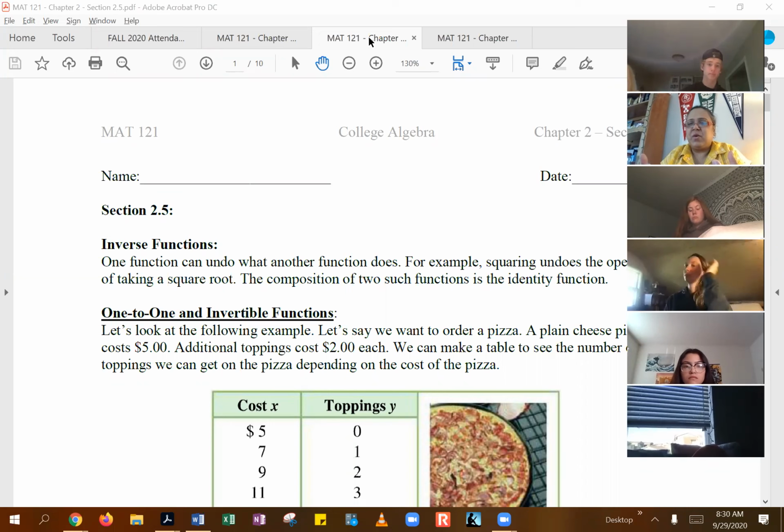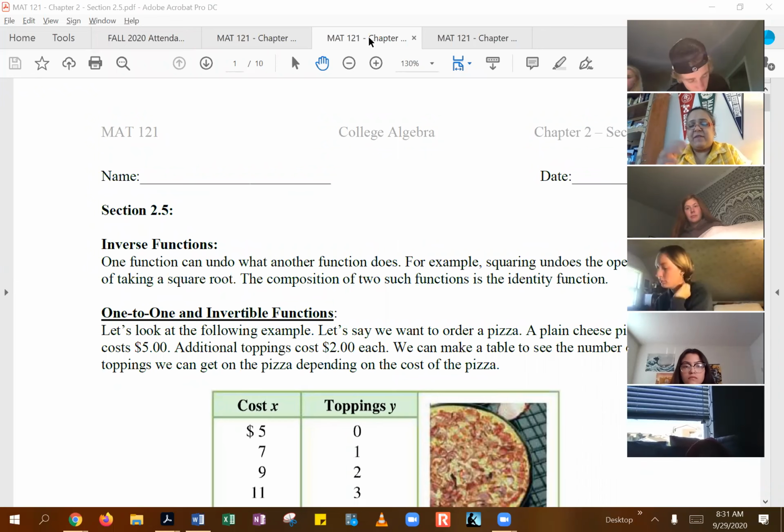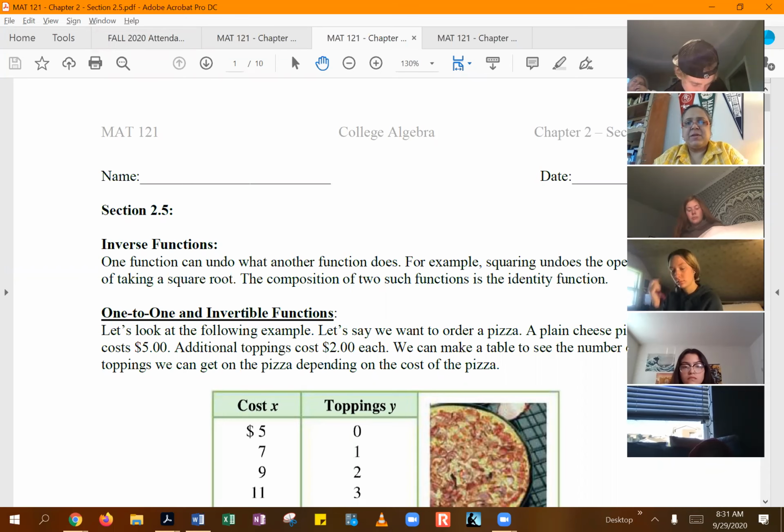But of course we know we have more complex functions than just one operation that's happening, because you can have addition, multiplication, and square root happening within the same function. So then how would we create its inverse function? What would that inverse function look like? So that's kind of what we're talking about here in this section.